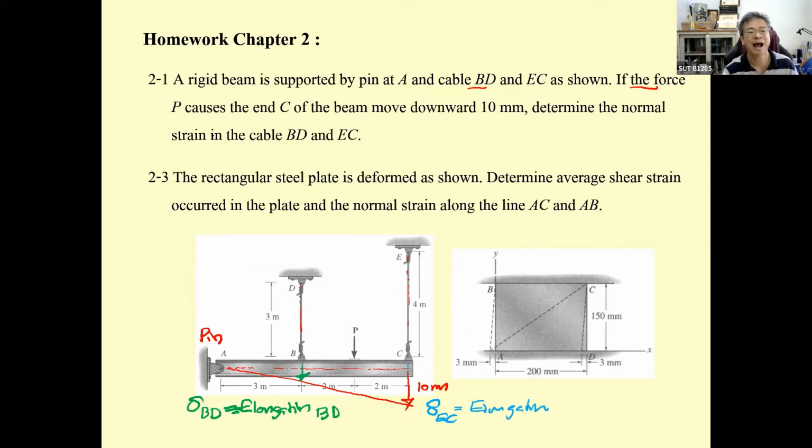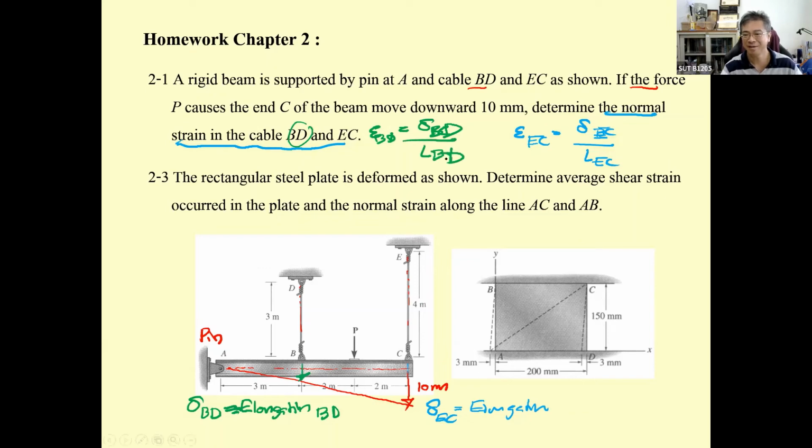That is going to be the elongation. So they ask us to determine the normal strain. The normal strain of EC is going to be delta sub EC divided by L sub EC. Very simple, right? Very simple if you understand the problem. And for this one, the normal strain of BD is going to be delta BD divided by L sub BD. Very easy.